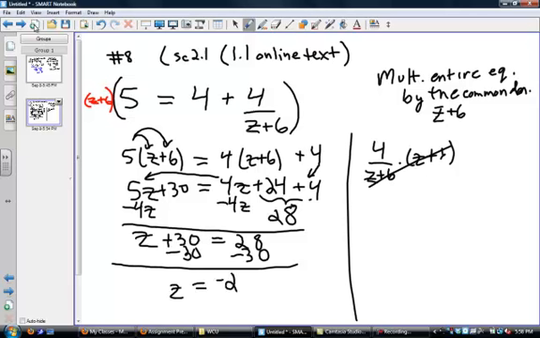And this one is not that bad to check because z only appears once here, so let's work it out. Check it out. You'll see that you get the right answer. You check your work really quickly. 5 is equal to 4 plus 4 over negative 2 plus... You need this guy to be a 1, and it is.